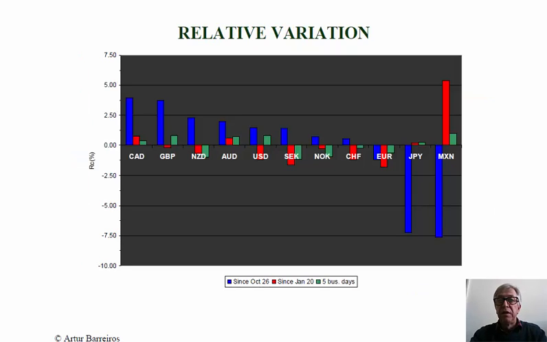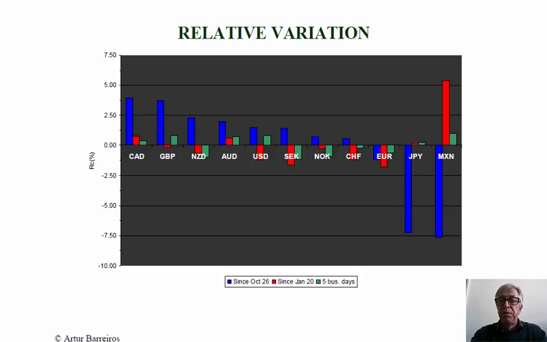With this graphic, we go to the main theme of this video, which is to analyze the evolution of the US dollar due to the influence of Donald Trump. To do this, we consider 2 important dates. The first is October 26 of 2016, that is a few days before the presidential elections, and the other is the day of inauguration as president.